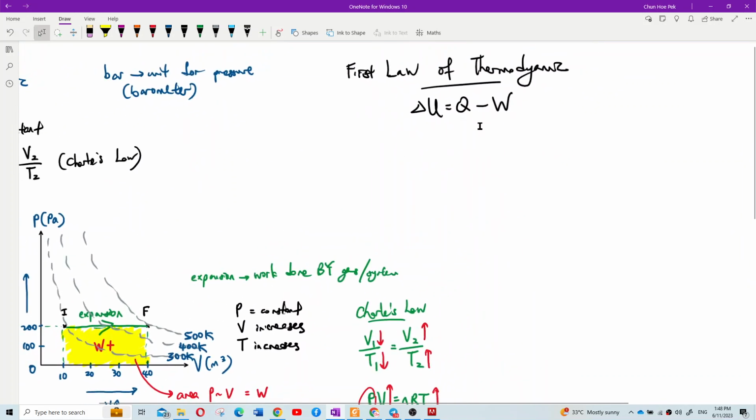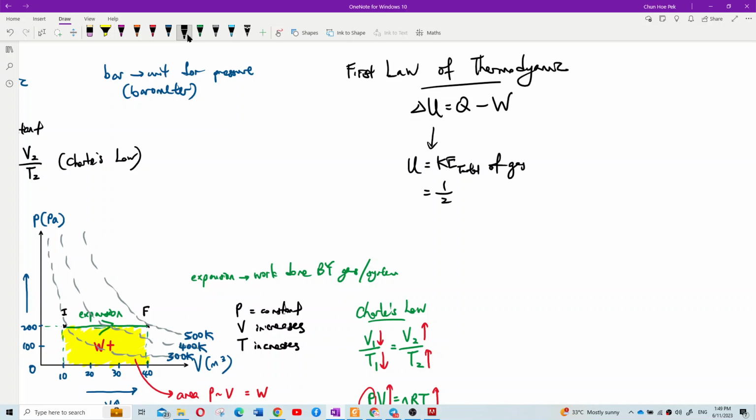Now, look at this formula. When do we have delta U, class? This is internal energy. Internal energy relates to what, class? Internal energy of gas is the total kinetic energy of gas. Correct or not, class? How do we find the total kinetic energy of gas? 1 over 2 f N k T. So that means the internal energy is related to temperature.